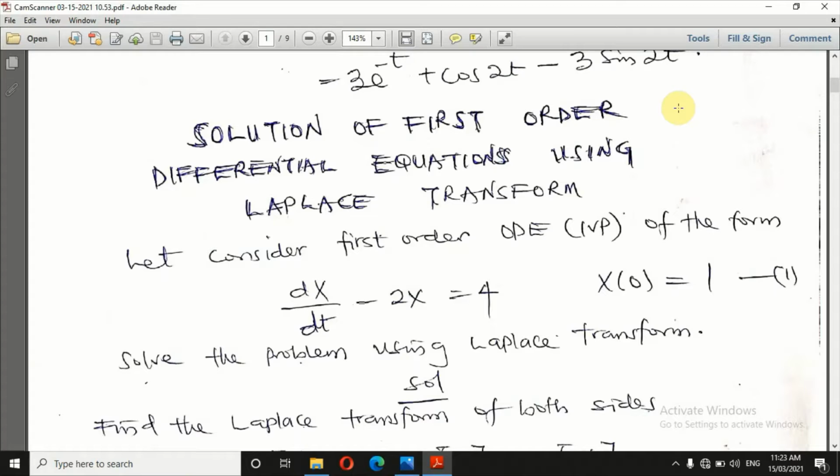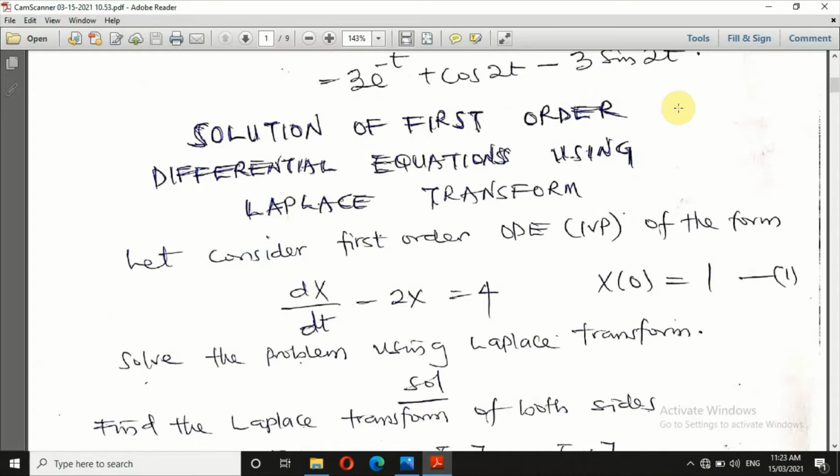Today we are going to use Laplace transform to solve first order ODEs and second order ODEs, and at the same time we are going to use this approach to solve a variable coefficient problem where we are going to obtain what is called the Bessel function of order 0. So let's go straight to the point.